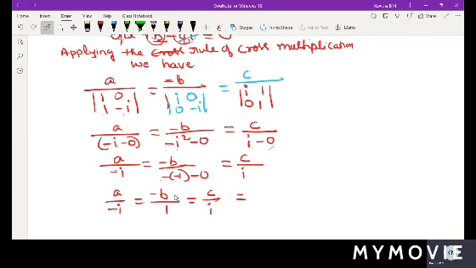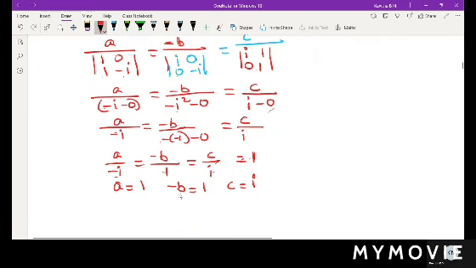Then we are considering the constant as 1. I'm taking the constant 1. Then what will happen? a is equal to minus i into 1, minus b is equal to 1 into 1, and c is equal to i into 1 is i. Here a is equal to 1 and b is equal to minus 1, c is equal to i.